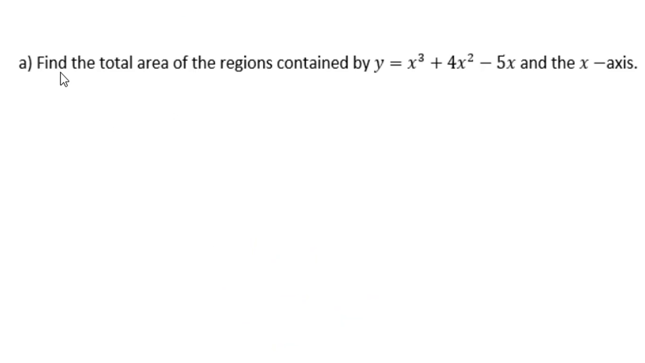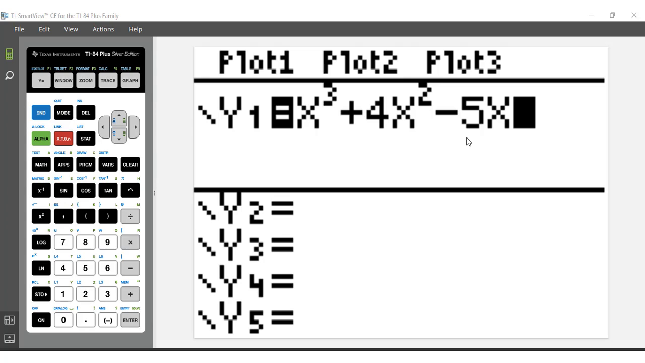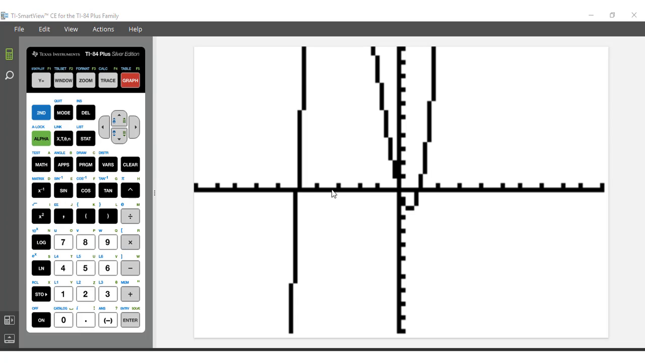Now let's do one example. Find the total area of the regions contained by y equals x to the third power plus 4x squared minus 5x and the x-axis. First of all, we will put this function into the graphing calculator. We put this function into y1, then we graph. The area we are looking for has two parts. One is above the x-axis, the other is below the x-axis.